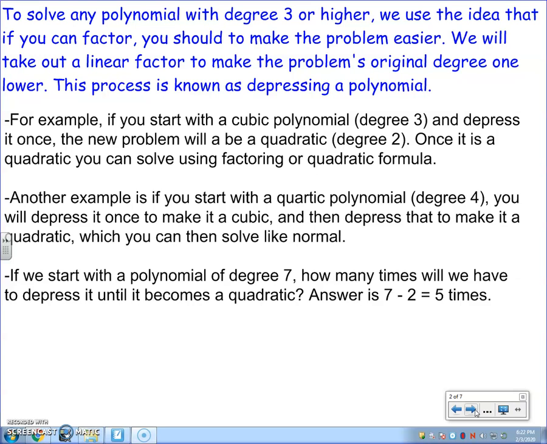Another example is if you start with a quartic polynomial, degree 4, and you depress it once, then it becomes a cubic, degree 3. Then you depress that one again once to make it a quadratic, degree 2, which then you solve like normal. So if we start with a polynomial of degree 7, how many times will we have to depress it until it becomes a quadratic? You just do the degree 7 minus 2, you get 5. We have to bring down its power 5 times until it's quadratic.